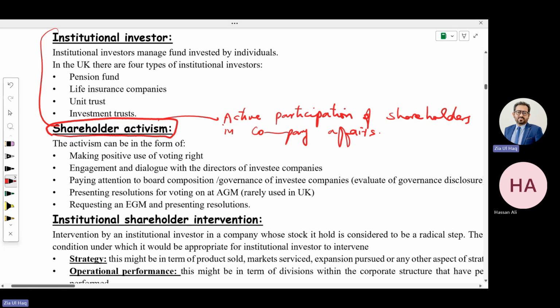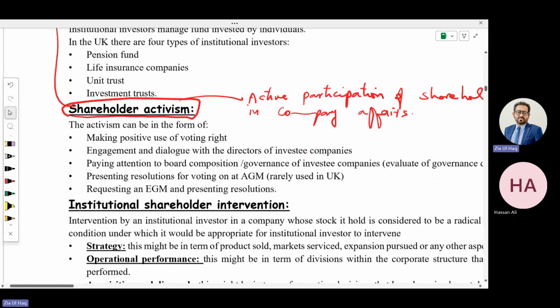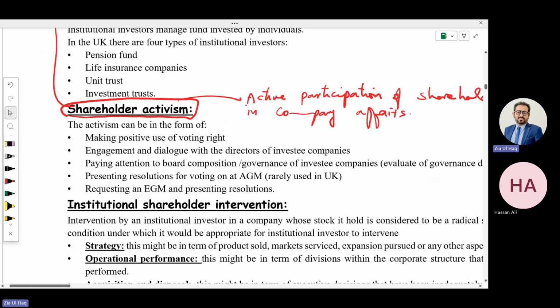And when they are playing any active role, they are participating in company affairs. So that is called shareholder activism, where shareholders play an active role in company affairs, making positive use of voting rights at the AGM. They vote for the appointment of the directors. They vote for the appointment of the auditors. When they use their voting rights at the time of the AGM in appointment of directors and auditors, they are performing active roles.